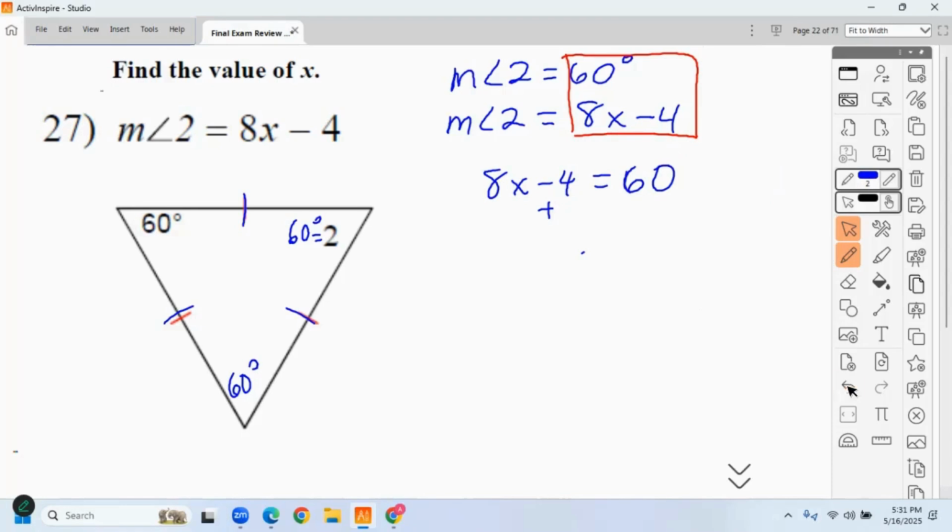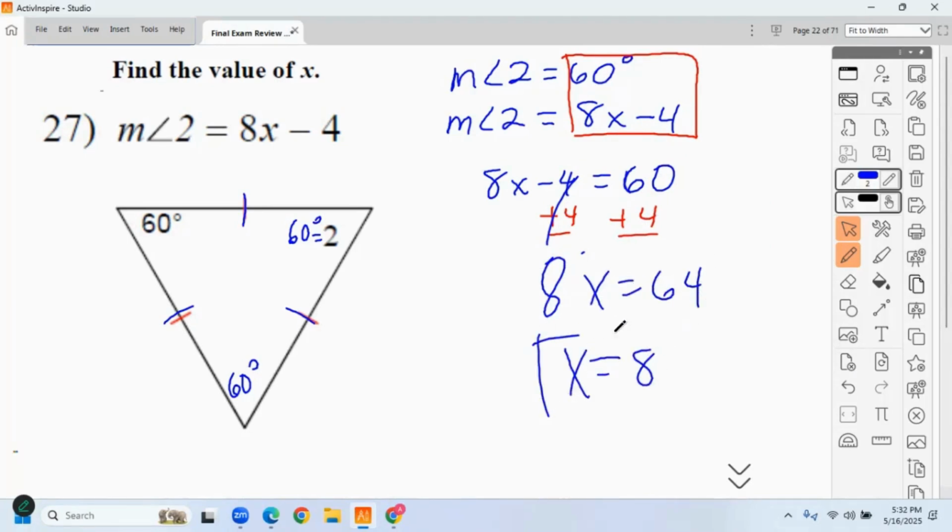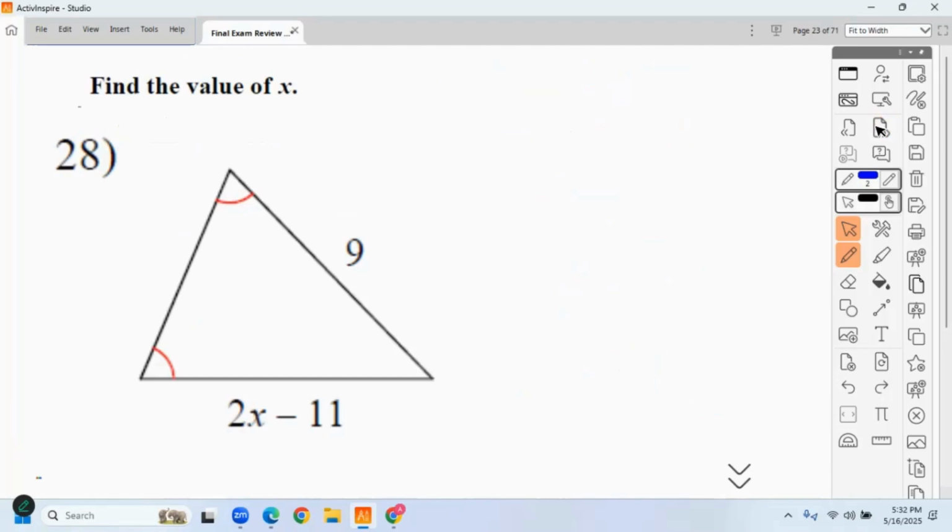I meant to put a little red there. There we go. Now we got it. 8x is going to be equal to 64. x is equal to 8. Oh, we got them. Let's keep it rolling, though.